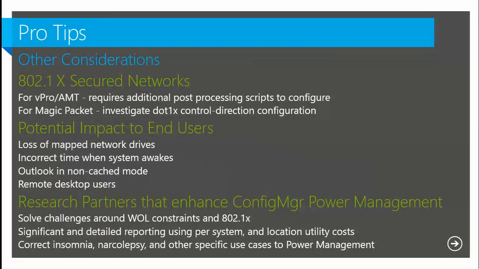Other considerations are with 802.1x secured networks. If you're going to use vPro AMT, there is an additional post-processing script you need to configure in order to work with 802.1x networks. And with Magic Packet, your really only option is with Cisco switches. There's a way to do .1x control direction, which basically says allow a Magic Packet to go to your guest network if it's coming specifically from the last known network the device had on the port or the VLAN. So look into that.